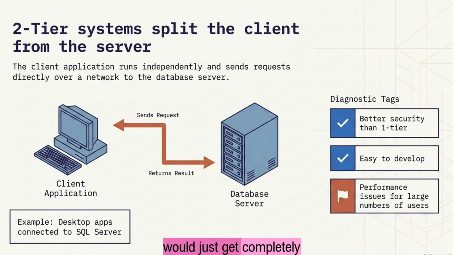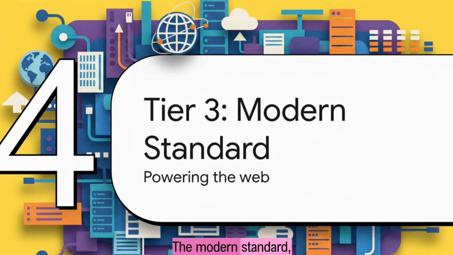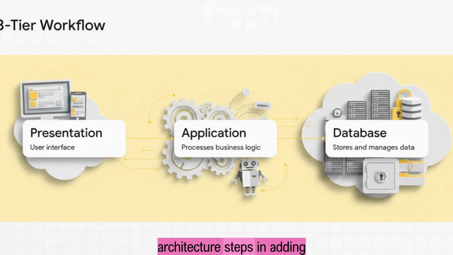The server would just get completely overwhelmed by the traffic. So, we needed another evolution. Section 4, Tier 3, the modern standard. The architecture powering the web. This is where 3-tier architecture steps in, adding a brilliant new layer to the mix.